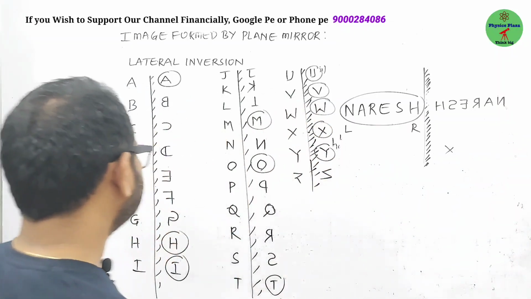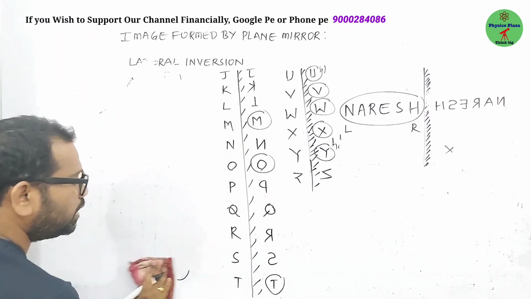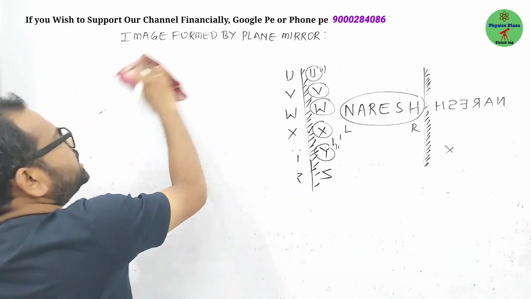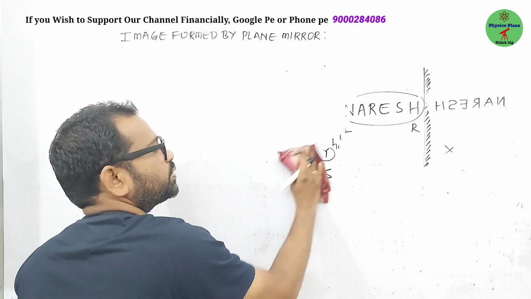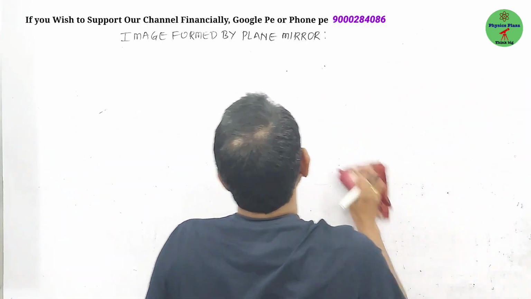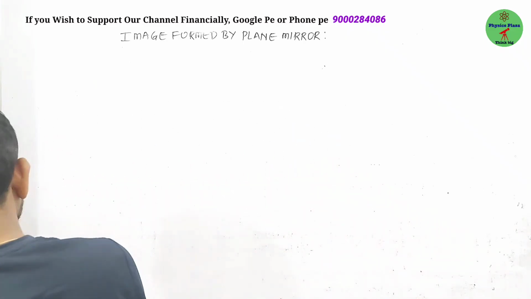Okay, fine. So this is about the characteristics of the image formed by the plane mirror. What are the characteristics, dear children? Image is virtual and erect. Image distance is always equal to the object distance. Image height is always equal to the object height, and image is laterally inverted.